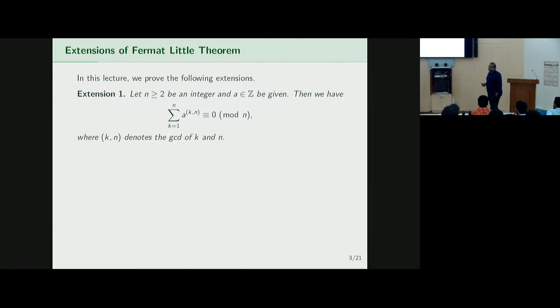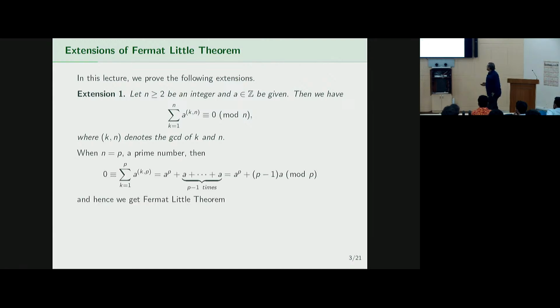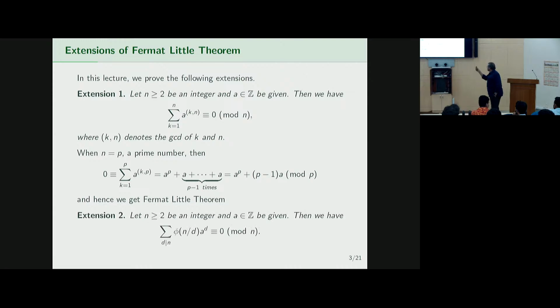This is an extension of Euler's theorem. Why, we will see. When n equals p, in the sum, except for one term, the rest all have gcd 1, because only when k equals p is the gcd p; otherwise all are 1. So it is just Fermat's theorem, and it holds true for every given integer. And since gcd(k,n) is a divisor of n, we can fix d as one of the divisors of n, and then we get the second one.